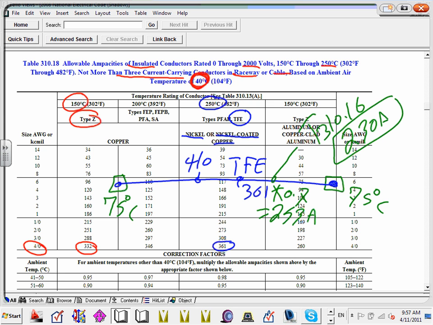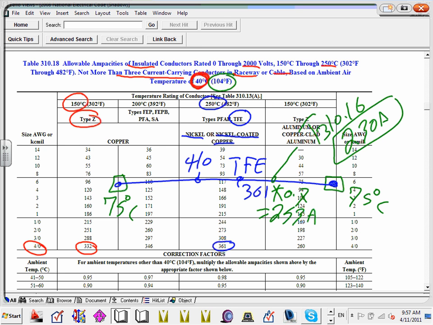Any question, guys, about how to use this table? Where would you use it? In a very hot environment. What's the ambient temperature? 104, if you encounter 104 all the time, guys. That's a good application for it. Steel melting plants are a good application for it. Boiler rooms are a good application for it.